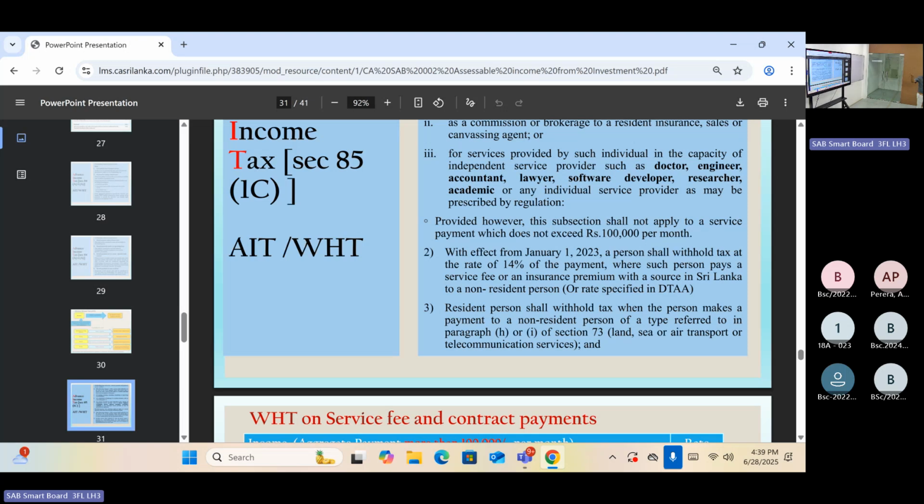By any chance, if the payer couldn't deduct tax, what is the repercussion?